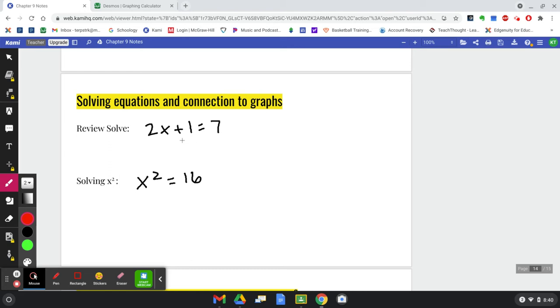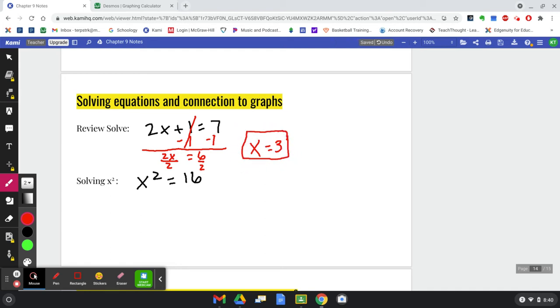So if I start here, the opposite of plus is going to be minus. And I have to do it to both sides. So that would cancel out. I'd have 2x equals 6. So 2 times something is 6. The inverse of multiplication is division. And we end up with x equals 3.